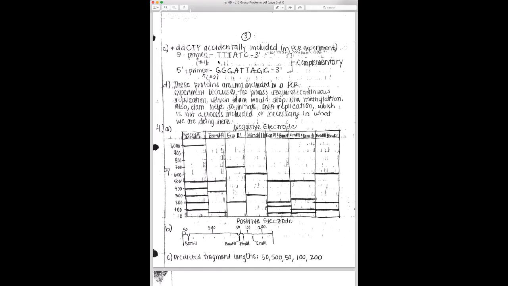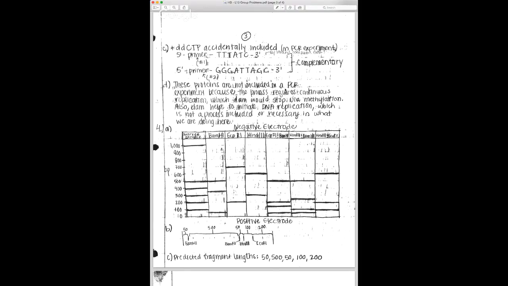And so I actually wrote this wrong. It should be TTAAT. And so that one you get by looking at the primer going on the top, going from 3' to 5', and you do the complementary of it, and you stop when you get to the C because what you added was the ddCTP. And so the same thing on the bottom, and then what you do get here is GGG, ATT, AGC, and you stop at the C.